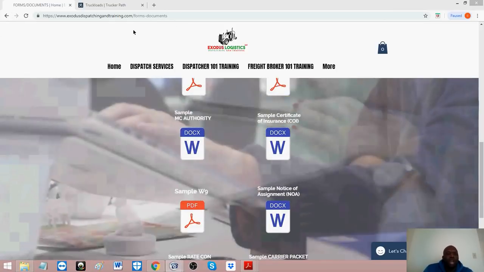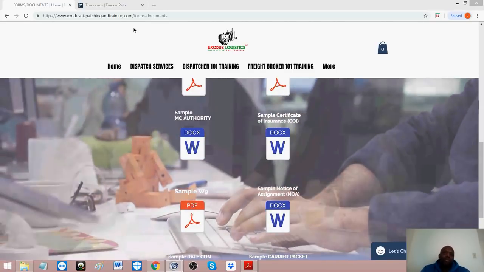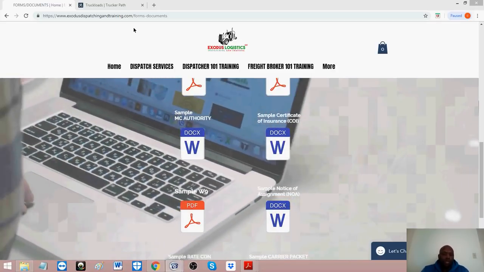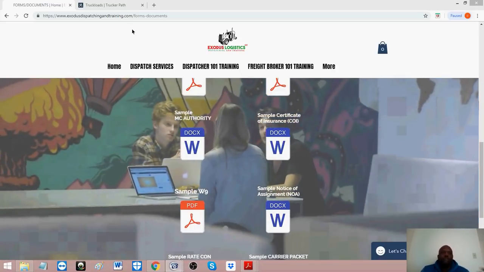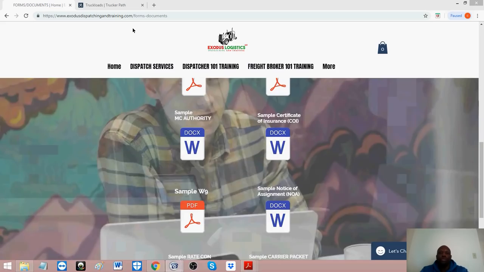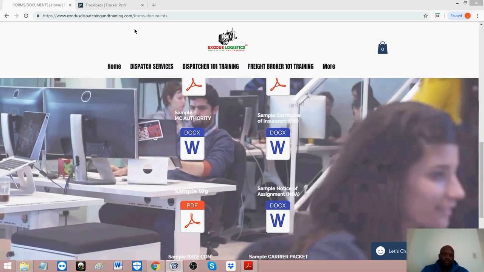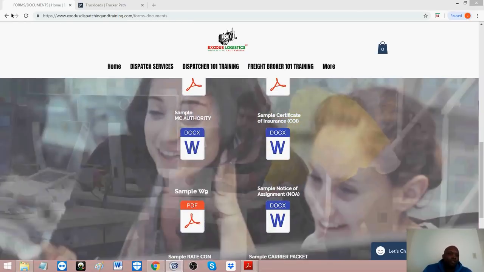So are there any questions to that point as far as the other documents that you need to have on hand as a dispatcher in your filing system, so that you can always have those forms, so when you call different brokers, you already have those forms available to upload and send back to the broker so they can process that? Are there any questions so far?